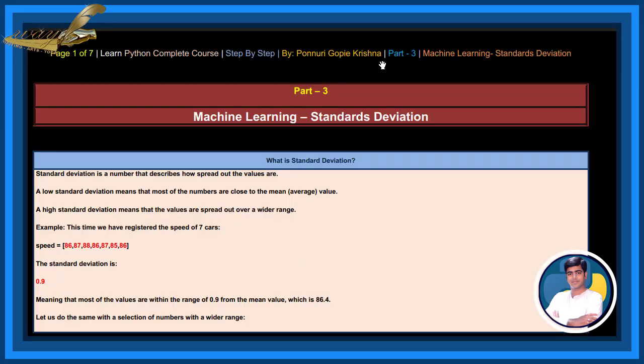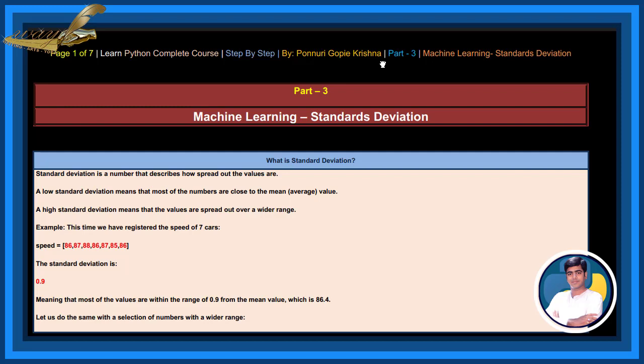In this session, let us learn about machine learning standard deviation. What is standard deviation? Standard deviation is a number that describes how spread out the values are. A low standard deviation means that most of the numbers are close to the mean average value. A high standard deviation means that the values are spread out over a wider range.